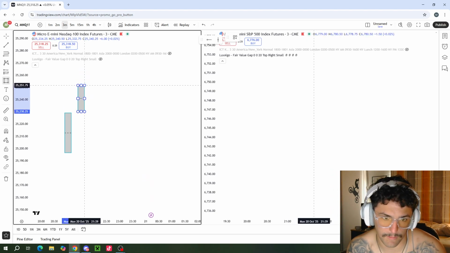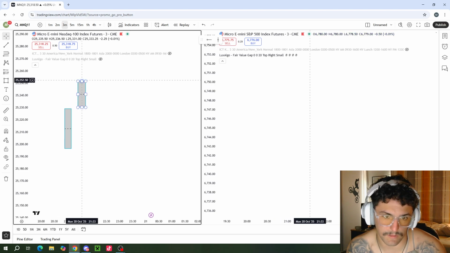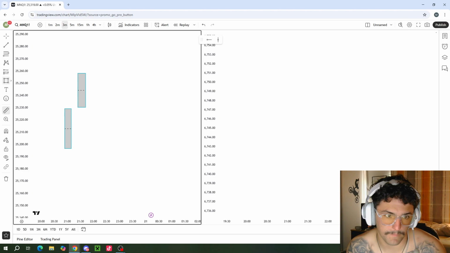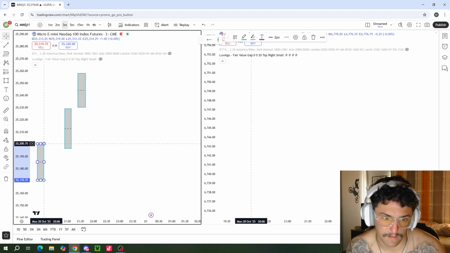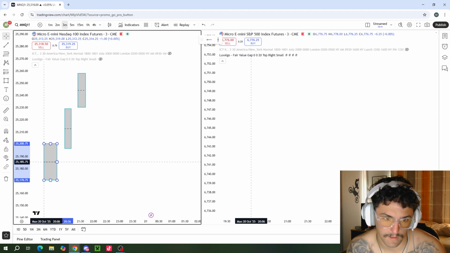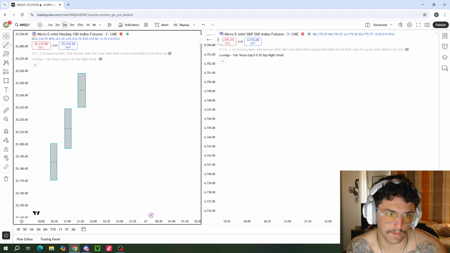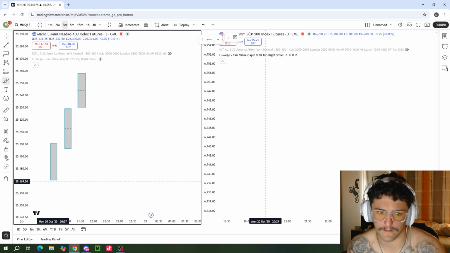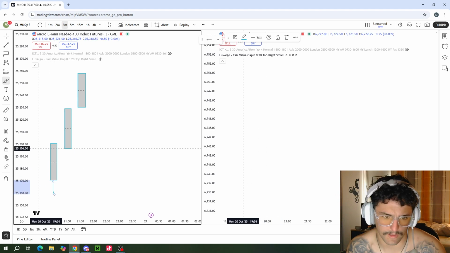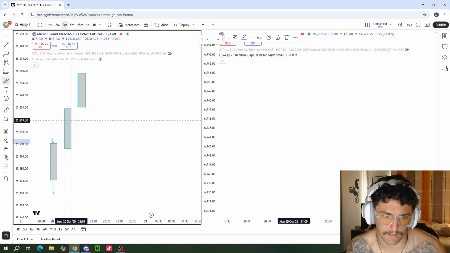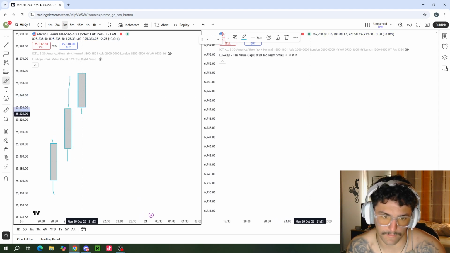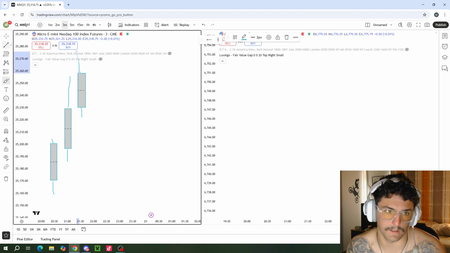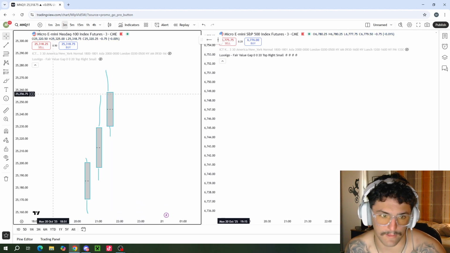So a fair value gap is a 3 candlestick pattern. No more, no less. It is a 3 candlestick pattern. So here, let's just say our wicks, a wick there, a wick there. Whoops, that's an ugly looking wick. Wick there, big wick up here, wick here, then a wick here. Alright, so this is our 3 candlestick pattern.